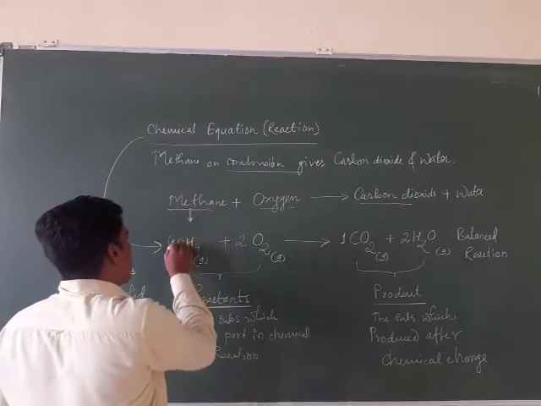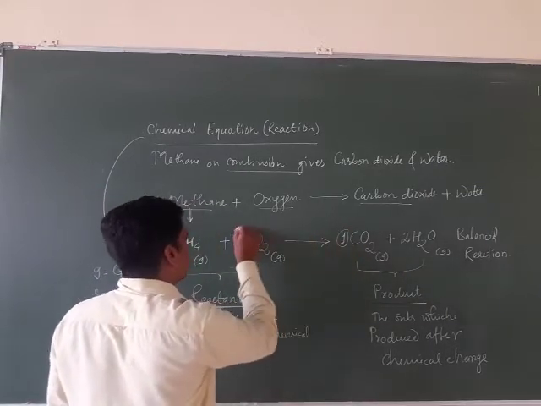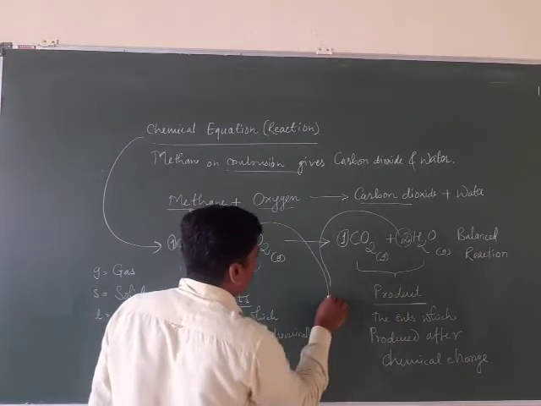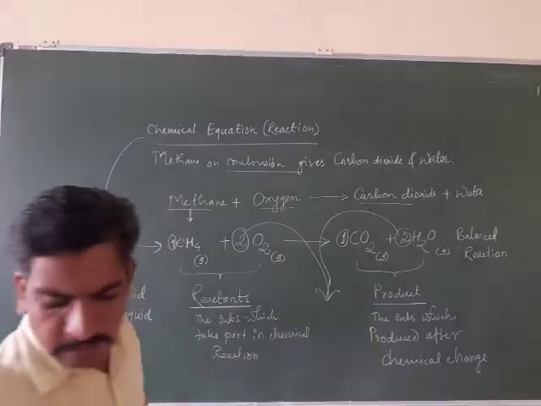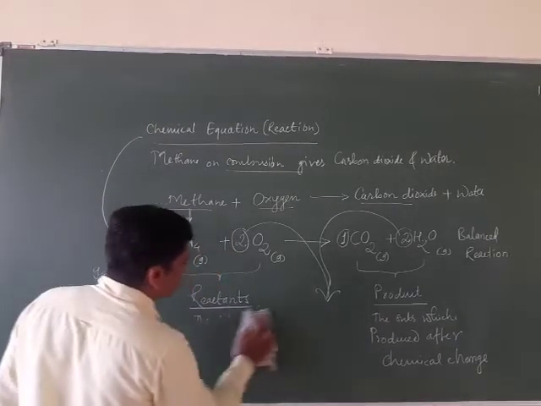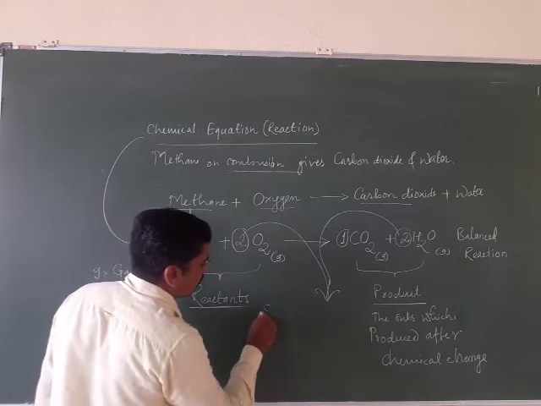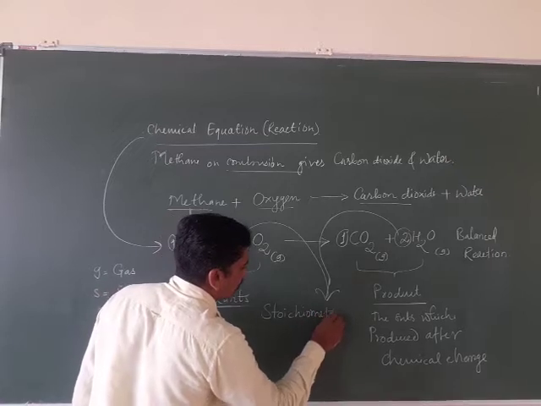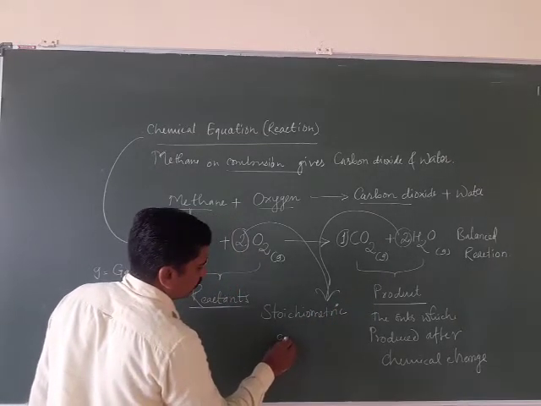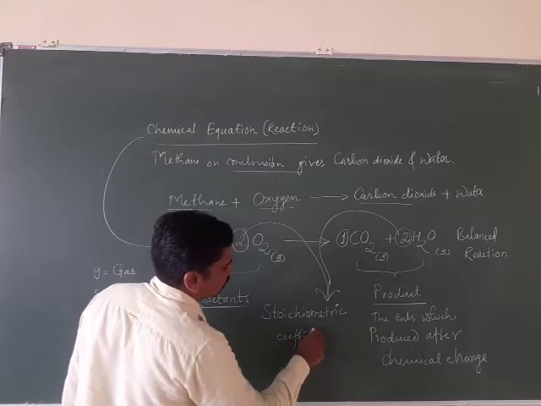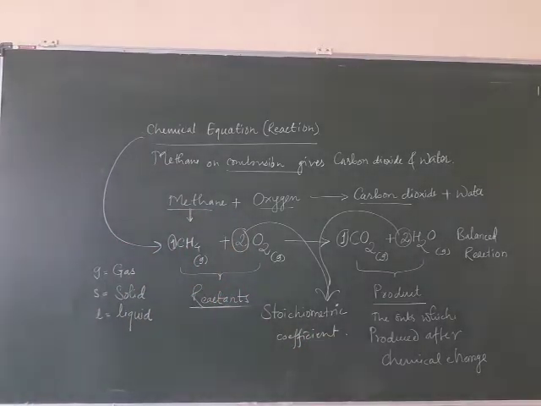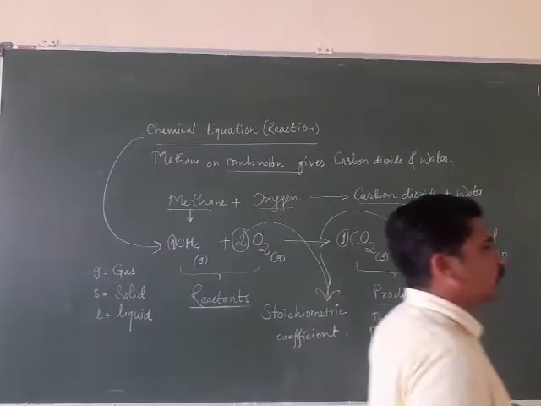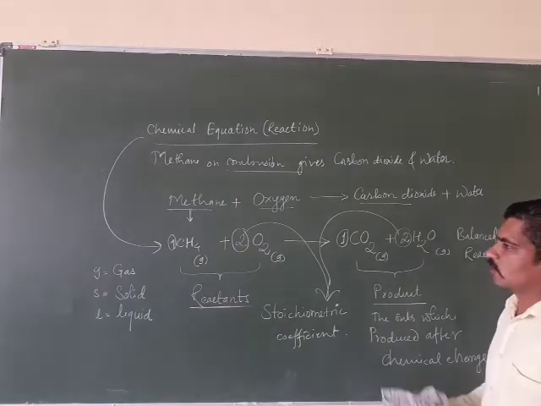Now this 1 or 2, the numbers we have written, are called stoichiometric coefficients. Sir, you are telling about the chemical equation, but the new word here is stoichiometric coefficient.